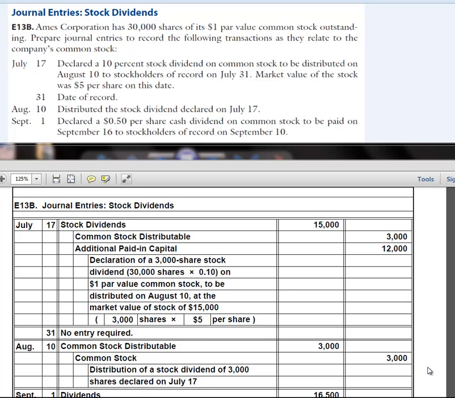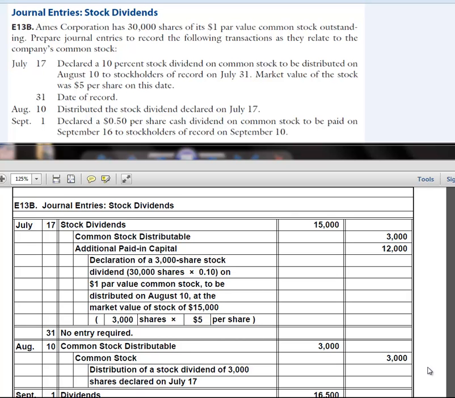In this example, we are looking at general journal entries for stock dividends. We have Ames Corporation, and they have 30,000 shares of its own $1 par value common stock outstanding. And we are going to prepare journal entries to record the following transactions as they relate to the company's stock.